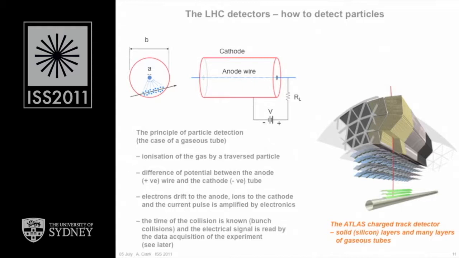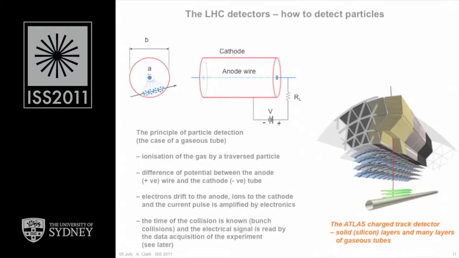Sometimes they hit other electrons and multiply. But you get a signal, whatever happens, on the wire, and that can be read out and treated by electronics. That's the principle of particle detection in a gaseous tube. And in fact, the tracking detector of Atlas has 400,000 of those gaseous tubes. So that's 400,000 of the 100 million signals.